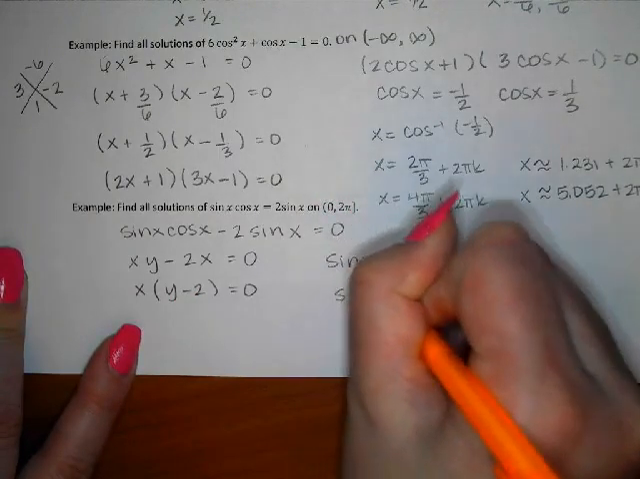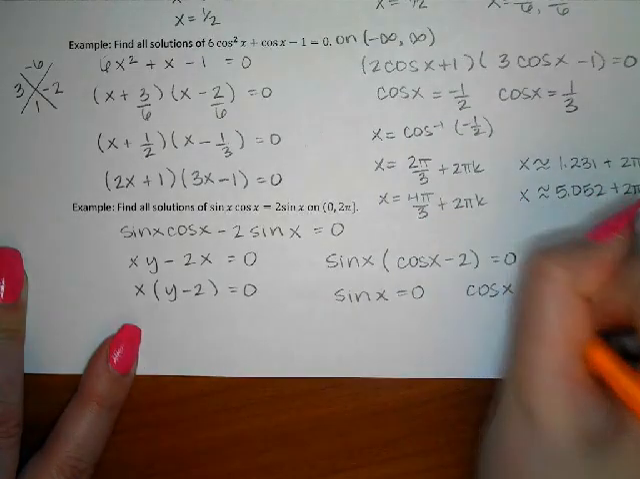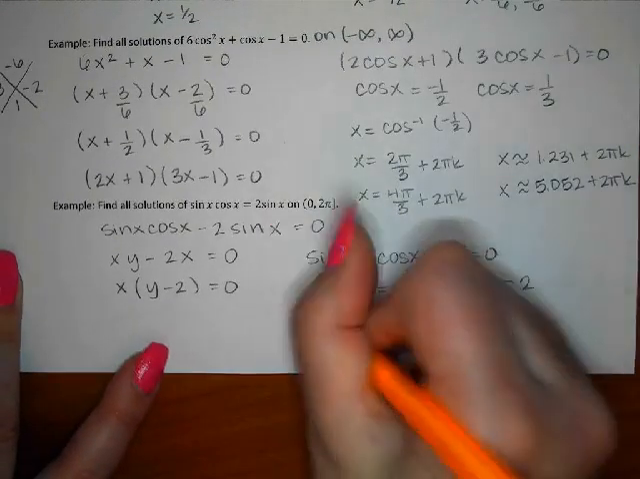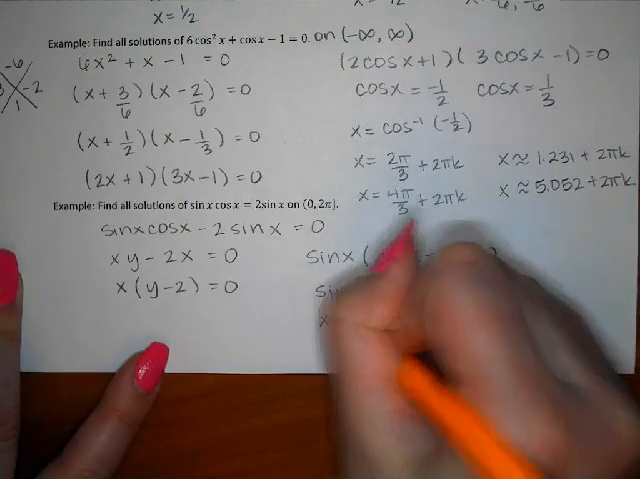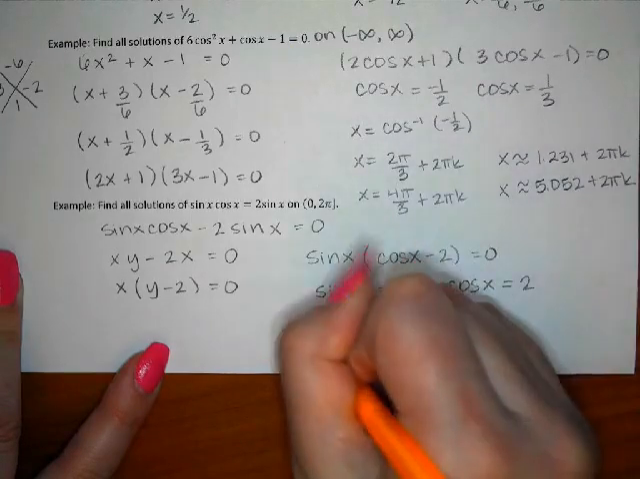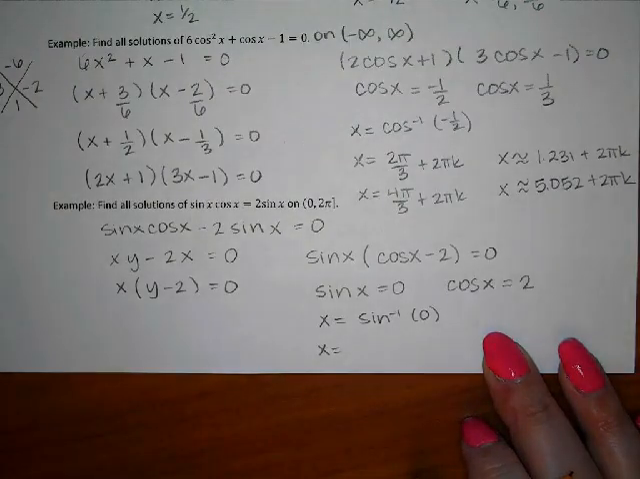Okay, sine x equals 0, so I'm going to say x equals sine inverse of 0. So we're looking for where the y coordinate is 0 on the unit circle, and I can see the y-coordinate is at 0 and pi, and then 2 pi.